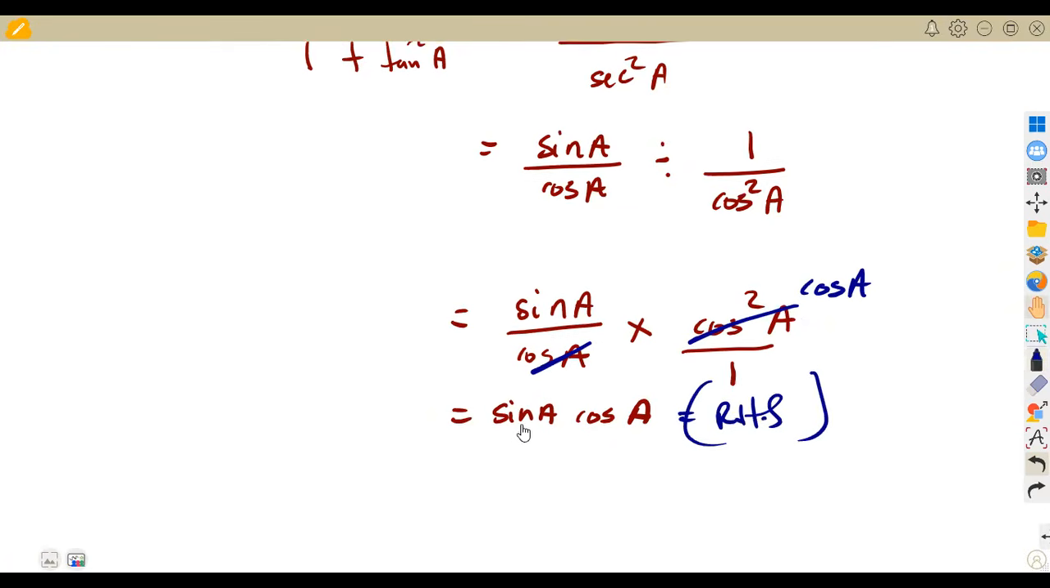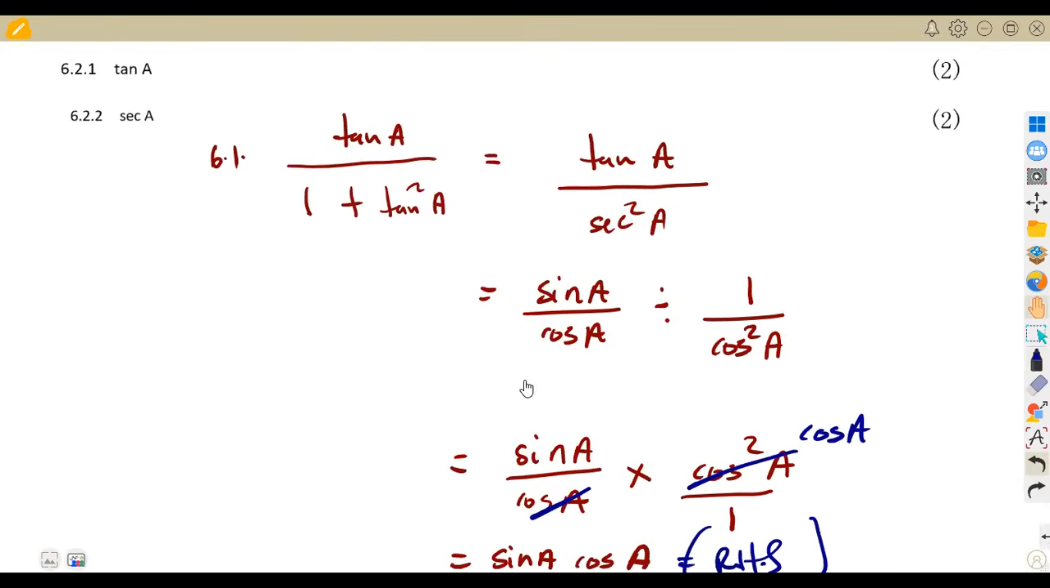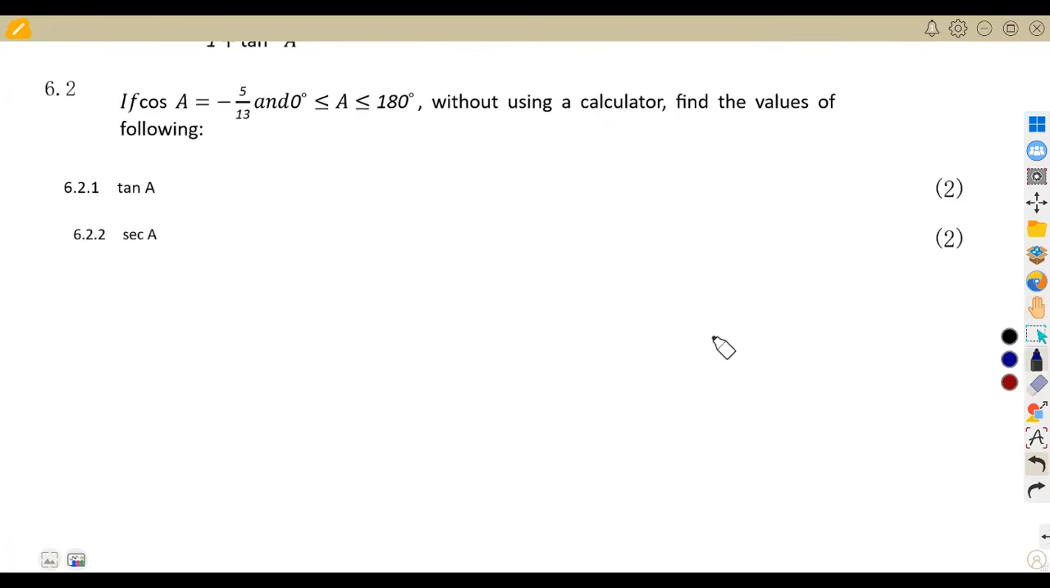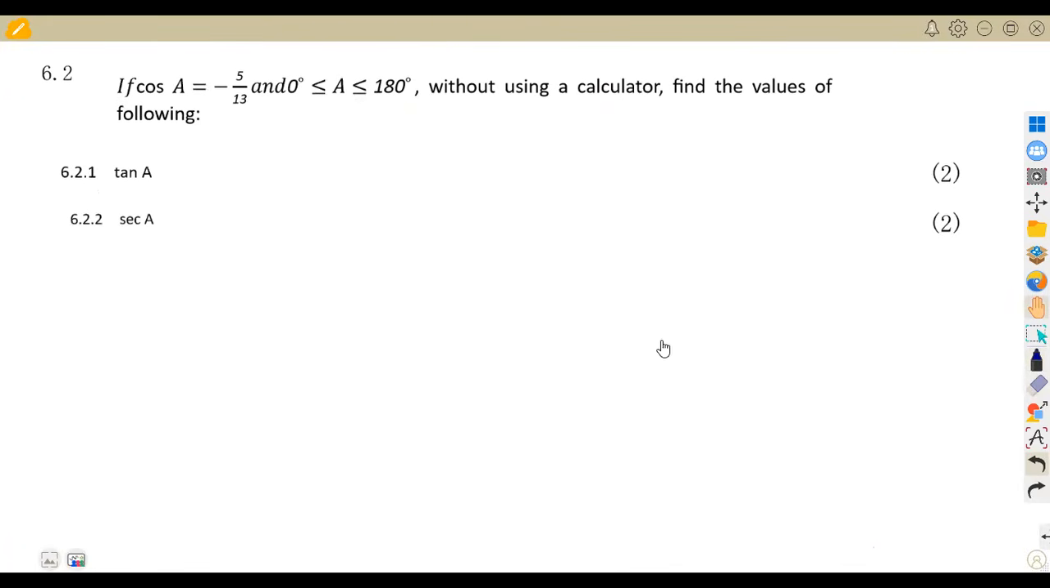Okay, so that is how we can prove a certain identity given certain identities to be used together, or in conjunction, to find whatever you're given. In 6.2 you're given that cos A is equal to -5 over 13, and A is taken from 0 to 180.